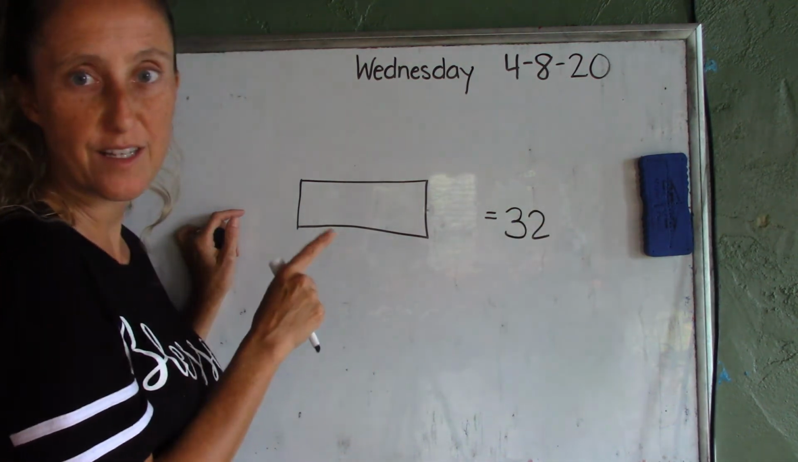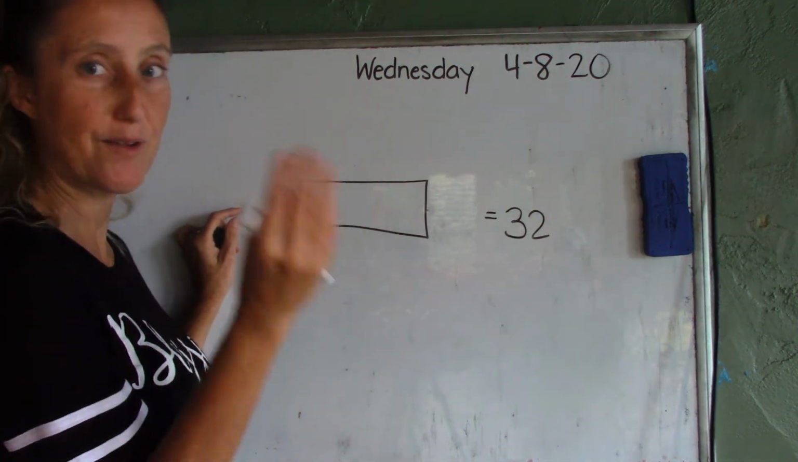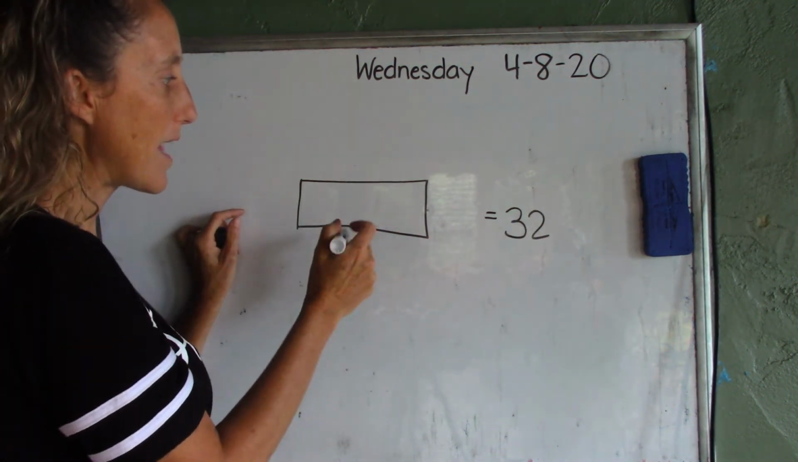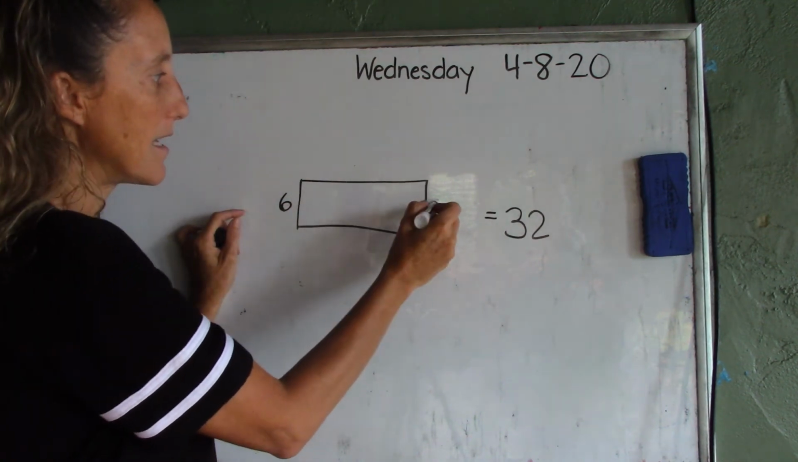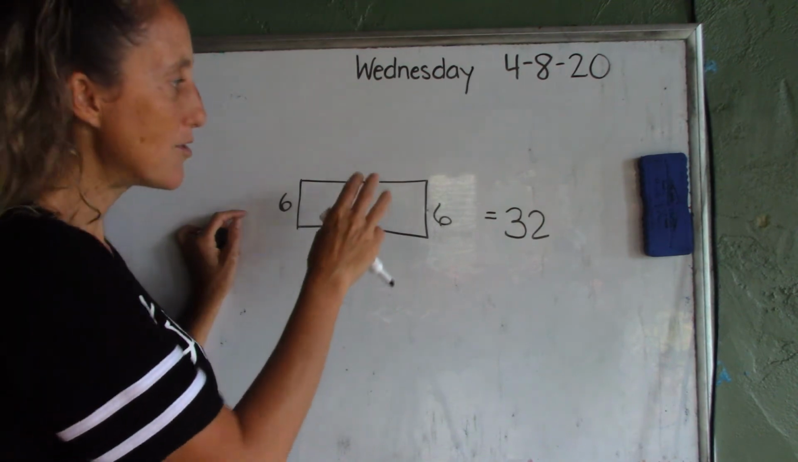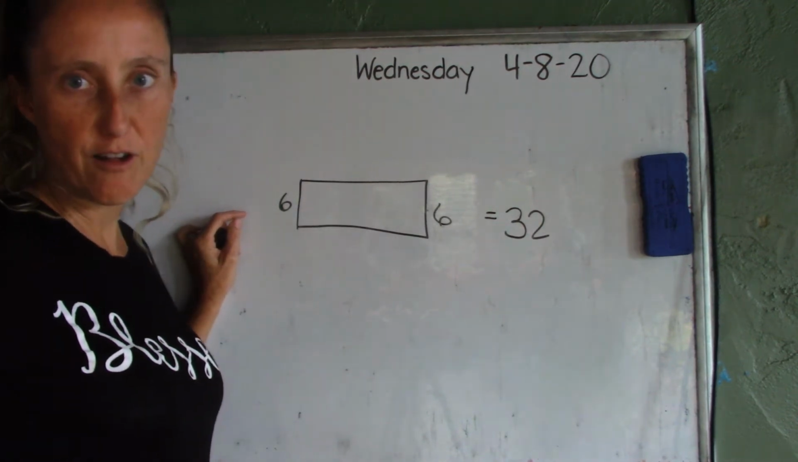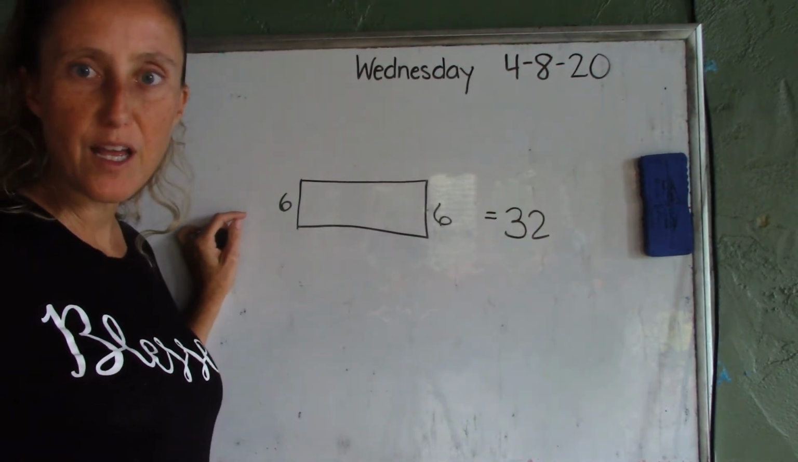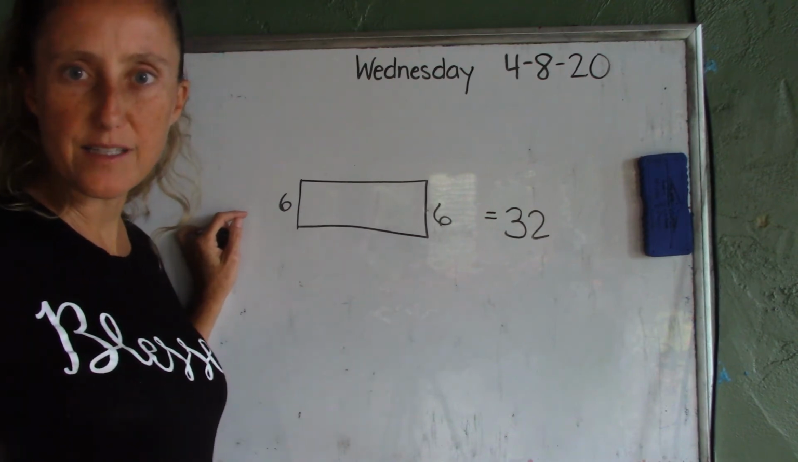This question's for the 2nd and 3rd graders, but everyone follow along. So 32. And I know that the width, each of the width sides are 6. But I don't remember what the lengths are. How can I figure out what the length of the rectangle is?